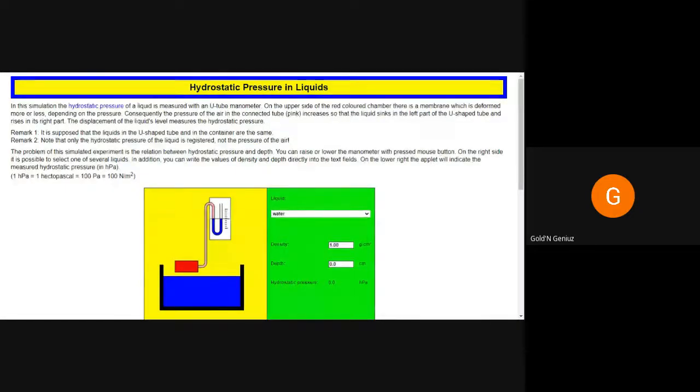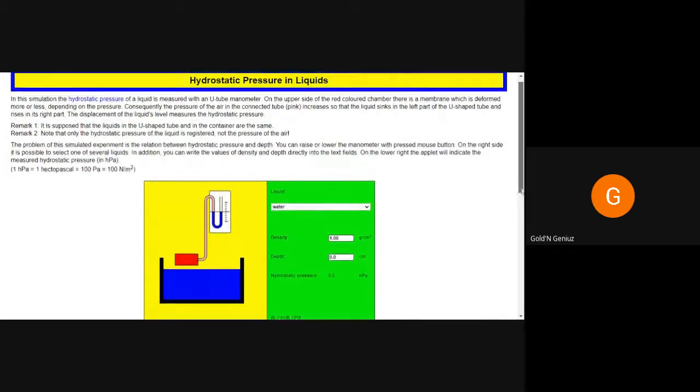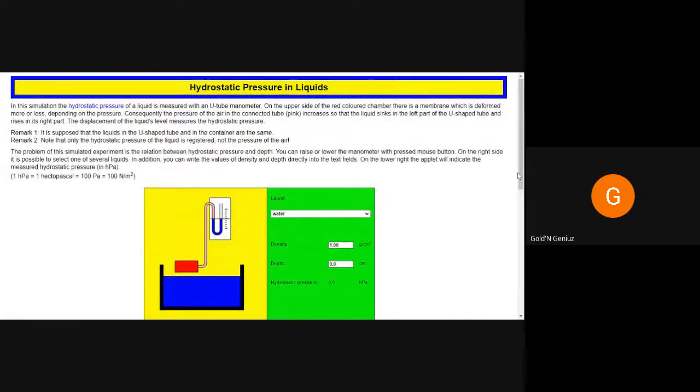Okay, greetings. I am going to be using this platform to post this simulation link for the pressure experiment, the virtual or simulated experiment. Okay, all right. So it is hydrostatic pressure in liquid.